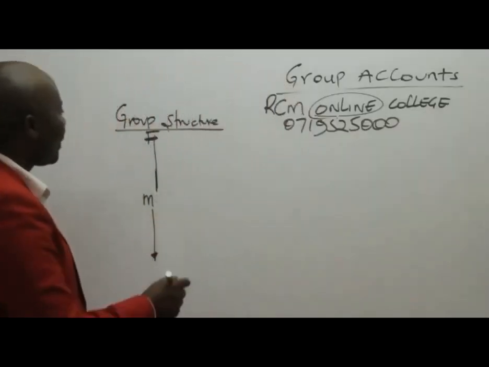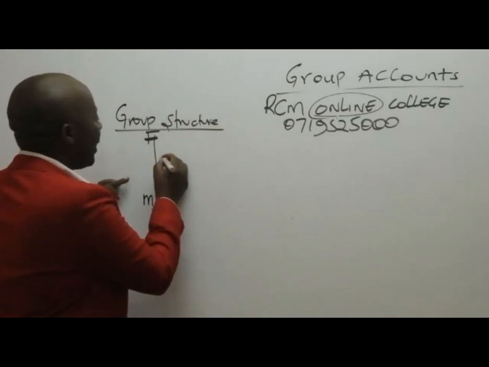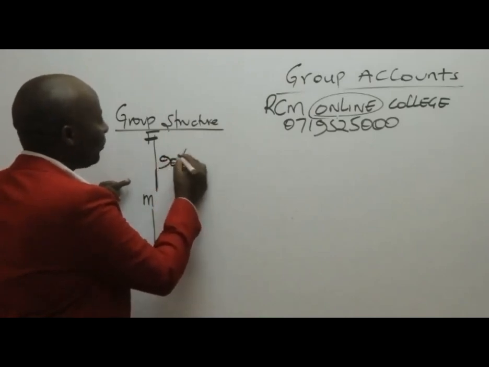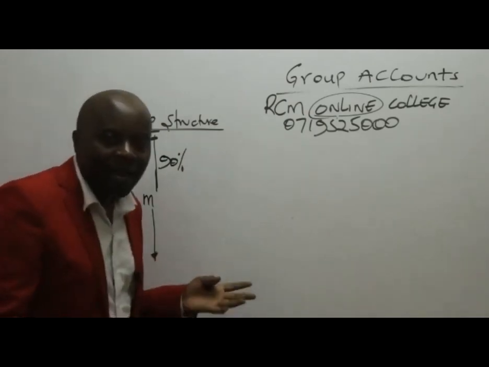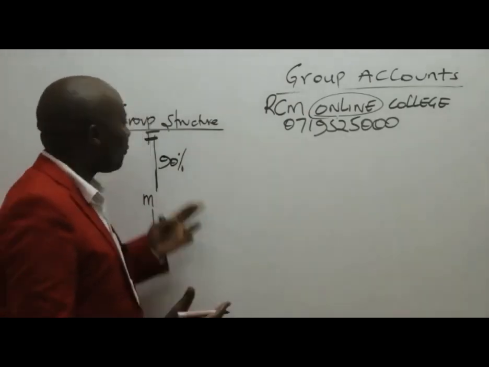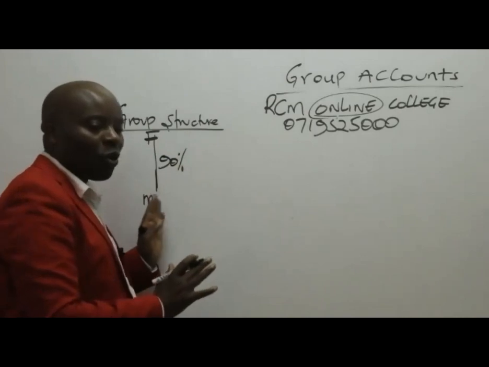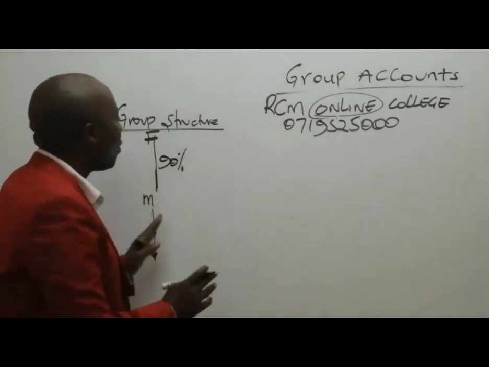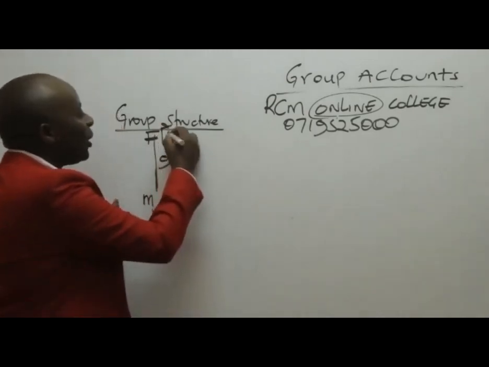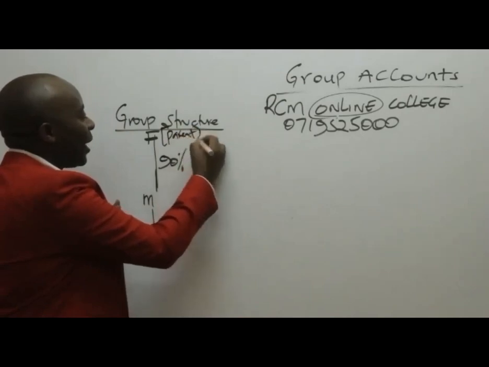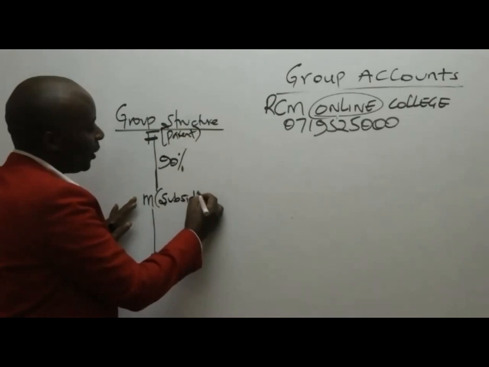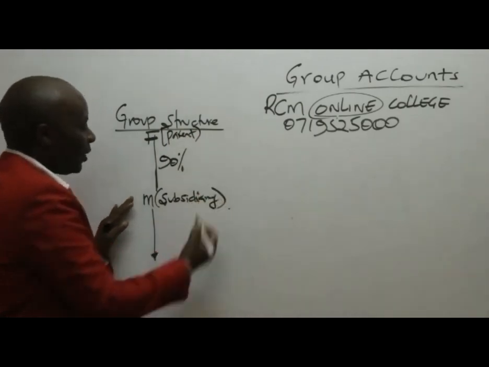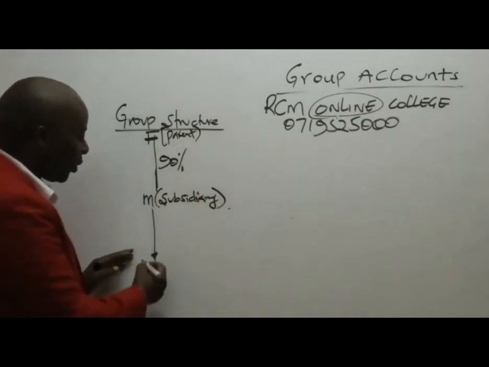What we have here is that Fanaka acquired 90% of Mali. 90% is way above 50%. And there is nowhere they are telling us that Fanaka ceded control of Mali. So straight away, Fanaka will be called the parent company. And Mali becomes what here? A subsidiary. Very important. A subsidiary. And then now we have Kwetu here.